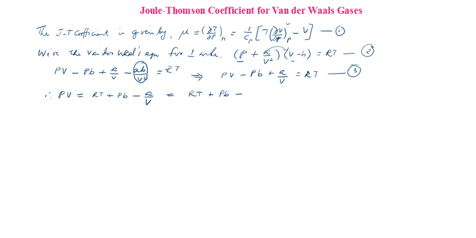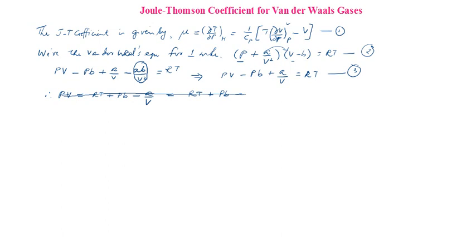Sorry for this confusion. Let me again go to equation number 3. That is PV minus PB, and let me cut off this one, sorry for the trouble. So what we can do, we can directly differentiate equation number 3 with respect to T, keeping P as a constant.